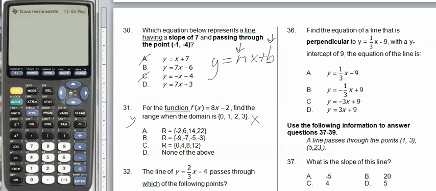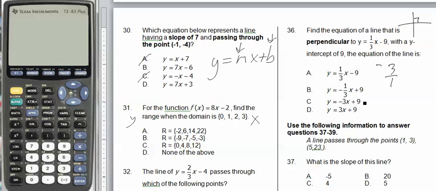So for number 36, find the equation of a line that is perpendicular to y equals 1/3 x minus 9 with a y-intercept of 9. So if we remember that perpendicular, we flip. Perpendicular means that they're perfectly square to each other with a right angle. So we flip the fraction and make it negative. So the slope is going to be 3/1, because we flipped it, and we make it negative. So it's going to be -3. So there's actually already only one choice of those.